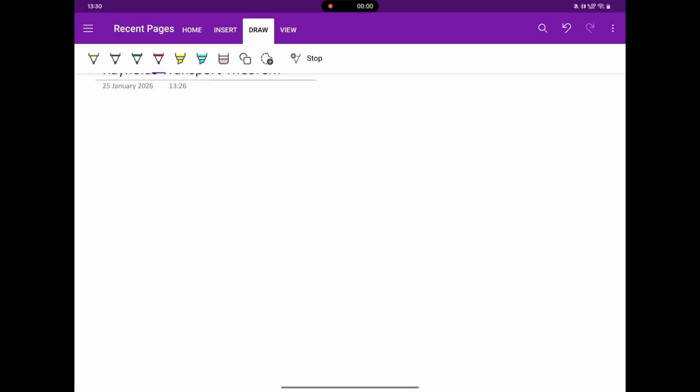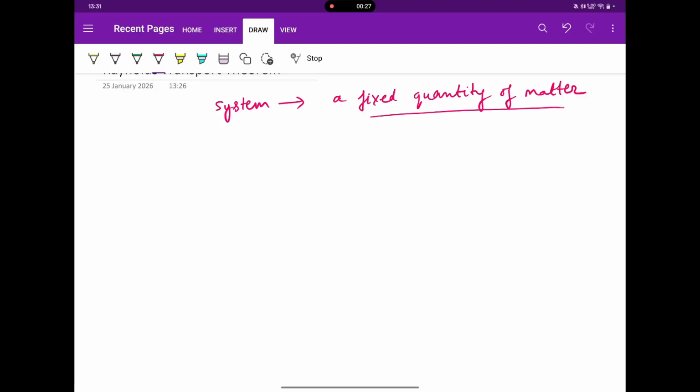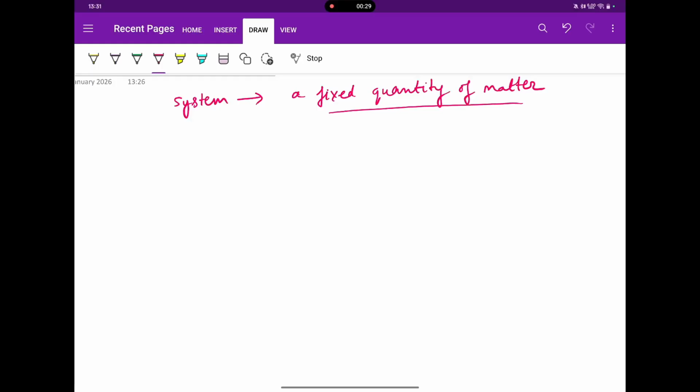Okay. All right. As I was saying, we are going to start with system. So when we say system, we consider a fixed quantity of matter. A system is a fixed quantity of matter. Now of course it is going to have a boundary, right?